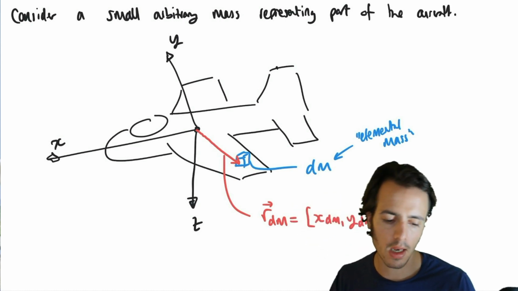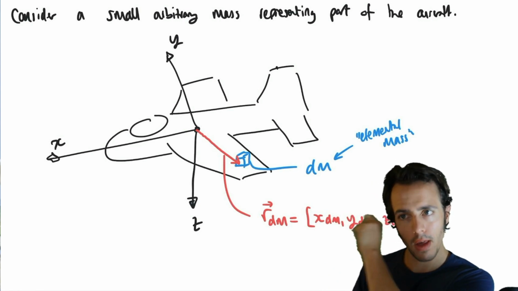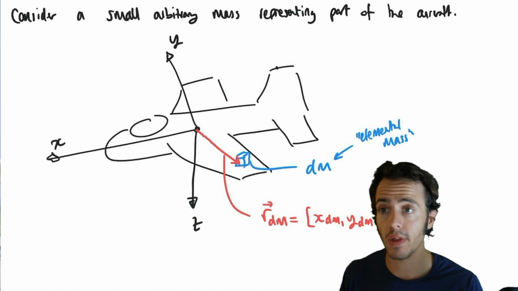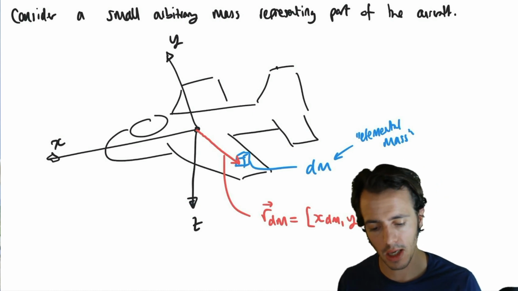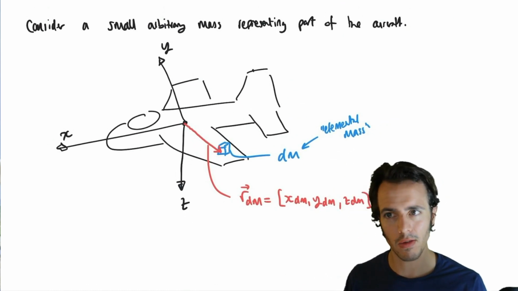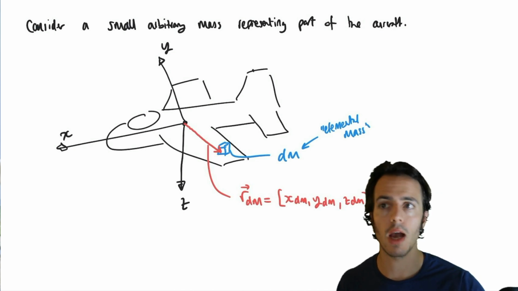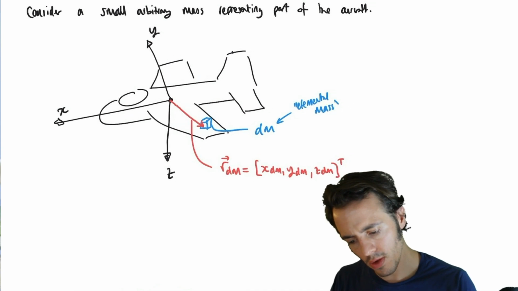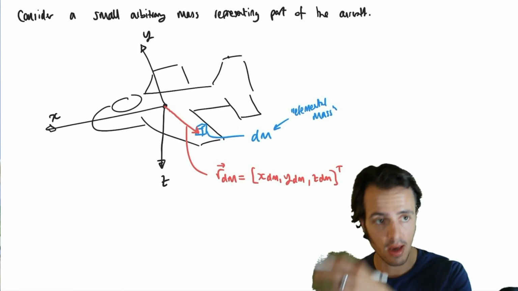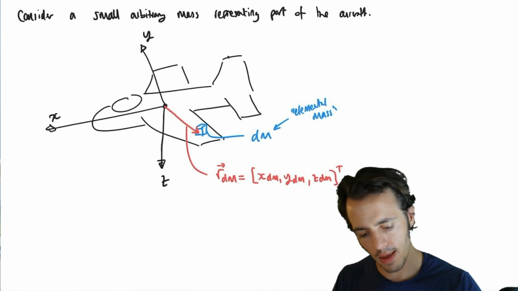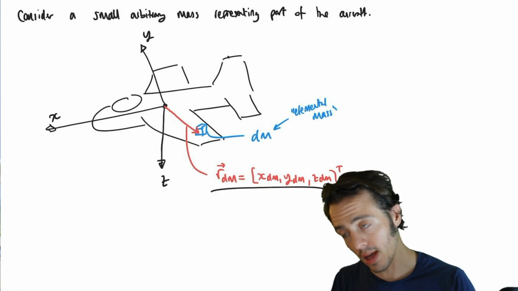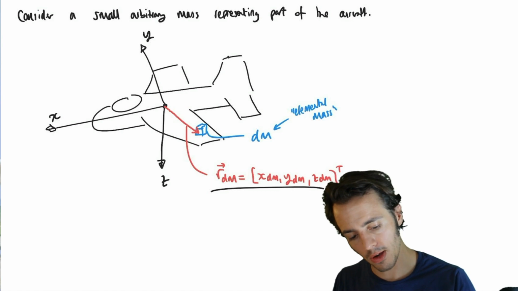Because if we can work out how this contributes to the total angular momentum of the aircraft, we've done everything, because we can just repeat this time and time again, and ultimately we're just going to integrate it, and that is how we work out the total momentum. So we've got this small arbitrary mass that exists somewhere on the aircraft, and it's at this position r dm. So the aircraft is flying along. It's got the absolute velocity vector.